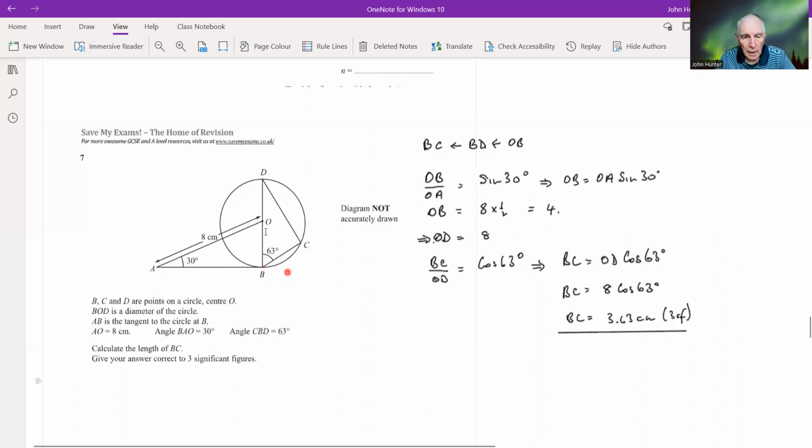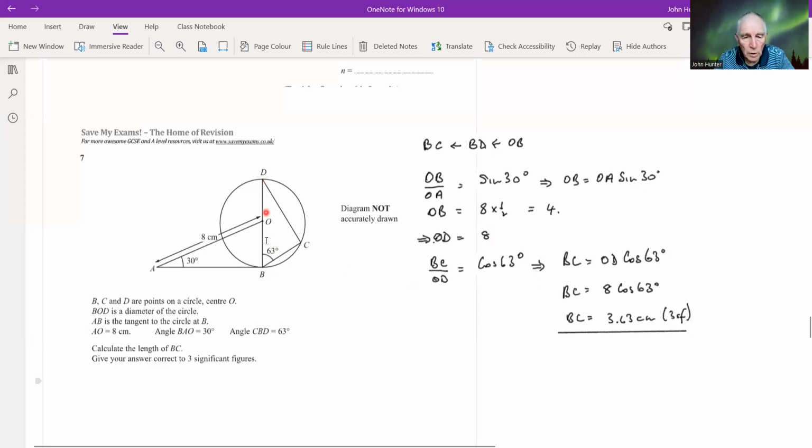So OB over OA is equal to sine 30. OB equals OA times sine 30, and OA is 8, and sine 30 is 1/2. That's one of those trig ratios that you should be able to recall pretty quickly, because it comes up quite a bit. So OB is 8 times 1/2, which equals 4. So if OB is 4, then OD is 4. Therefore, BD, rather than OD as it says there, BD is actually 8.